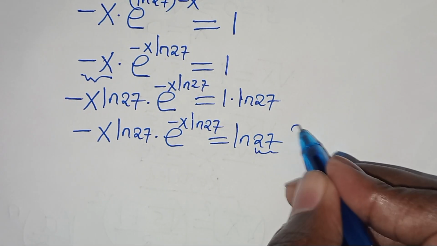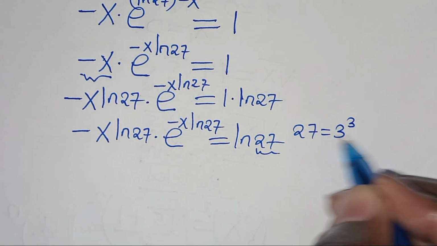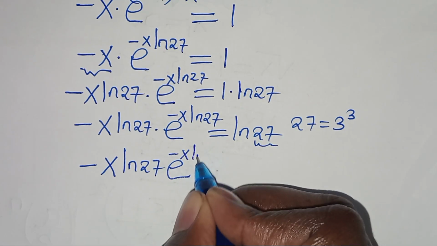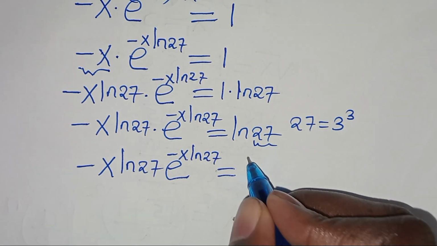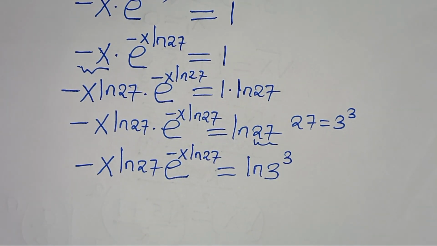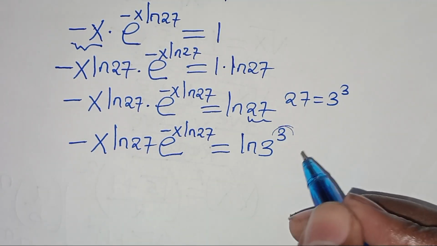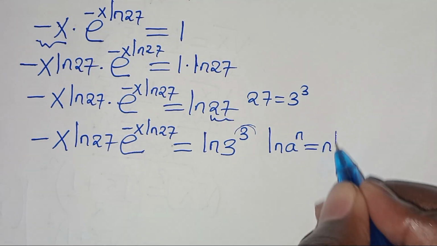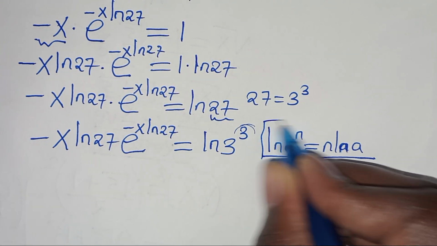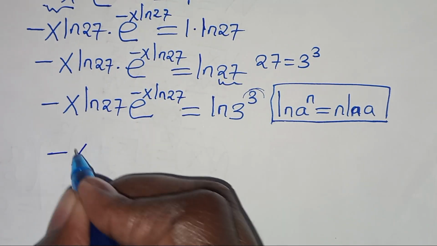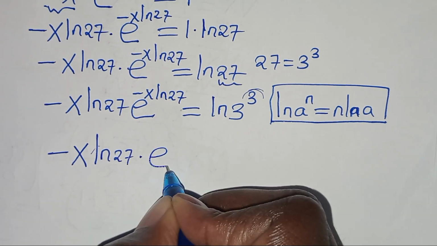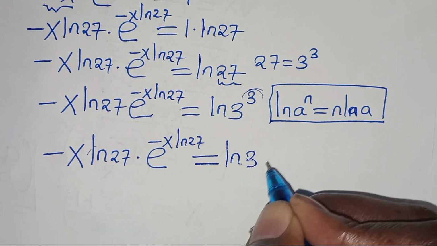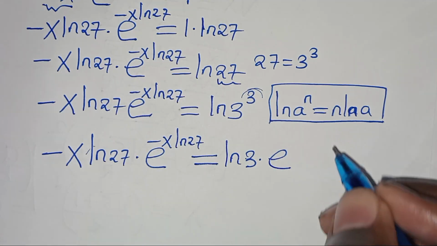We can express 27 from here as 3 to the power of 3. So let's substitute this. So we have minus x ln of 27 multiplied by e to the power of minus x ln of 27. This is equal to ln of 3 to the power of 3. In this case, this is actually the power. Remember, if you have ln of a to the power of n, then this is the same thing as n ln of a. So let's apply this power rule property of logarithm, so that here we have minus x ln of 27 multiplied by e to the power of minus x ln of 27. This will be equal to ln of 3 multiplied by e to the power of ln of 3.